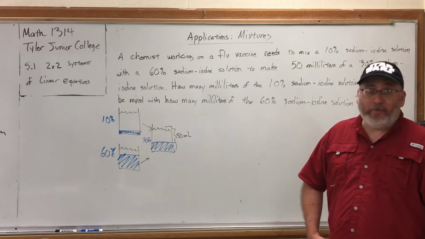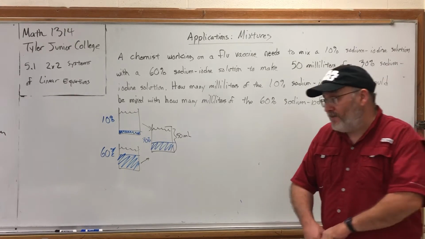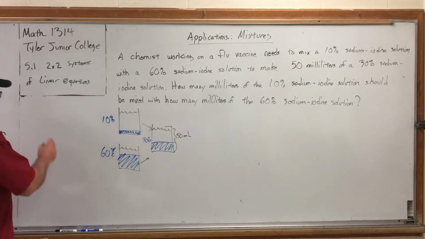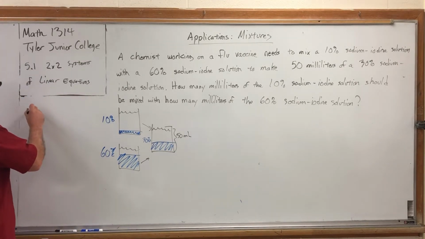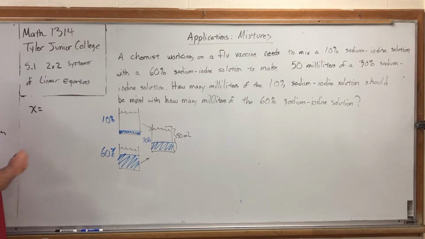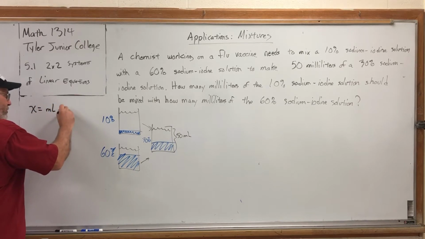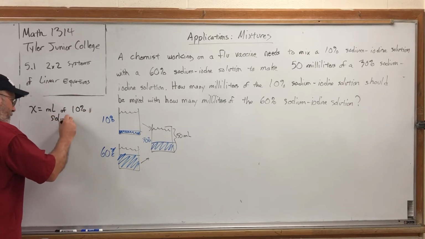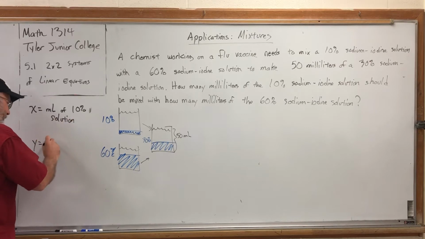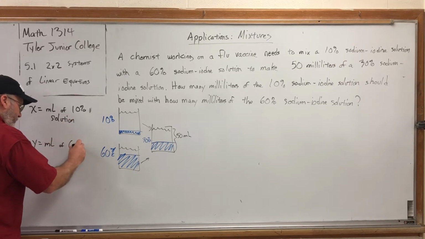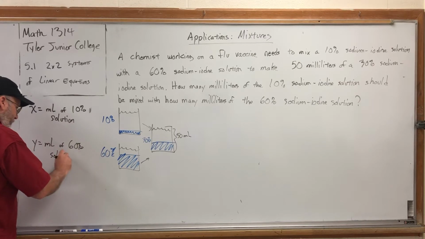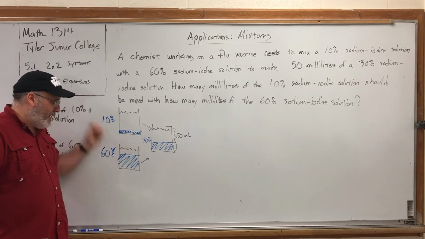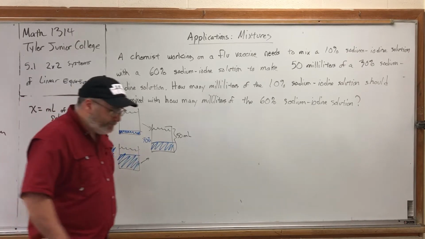Well, the same way we begin with most word problems, we identify what it is we're looking for. Since we're looking for the number of milliliters of each solution, we need two variables. We'll call them, out of lack of creativity, X and Y. We'll say X is the number of milliliters of the 10% solution, and Y is the milliliters of the 60% solution. So we take X milliliters of this, Y milliliters of that, dump them all together, and we get this picture.